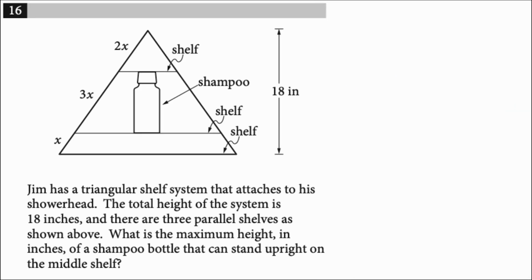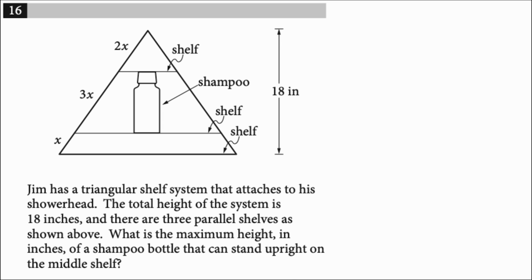Jim has a triangular shelf system that attaches to his shower head. The total height of the system is 18 inches, and there are 3 parallel shelves as shown above. What is the maximum height in inches of a shampoo bottle that can stand upright on the middle shelf? A consistent source of panic that I see from students arises from geometric questions that require them to draw additional lines. And this is indeed one of those questions.